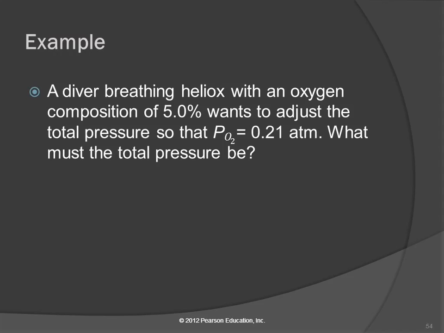A diver breathing heliox with an oxygen composition of 5% wants to adjust the total pressure so that the partial pressure of oxygen is 0.21 atmospheres. What must the total pressure be?